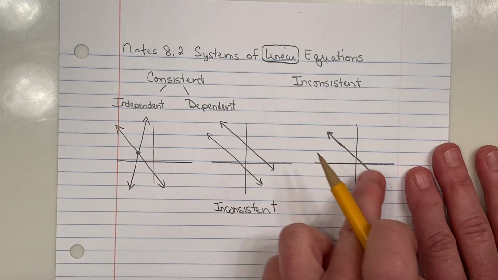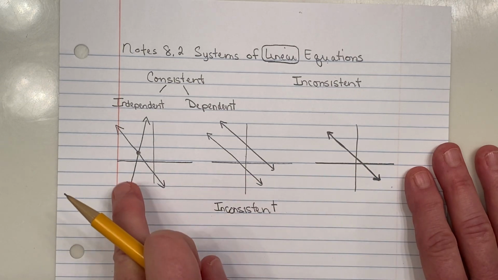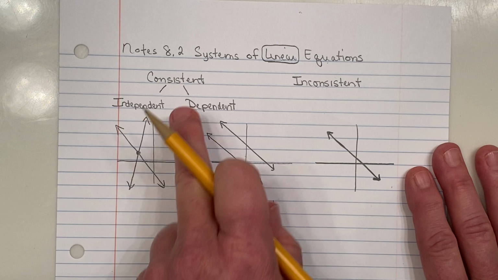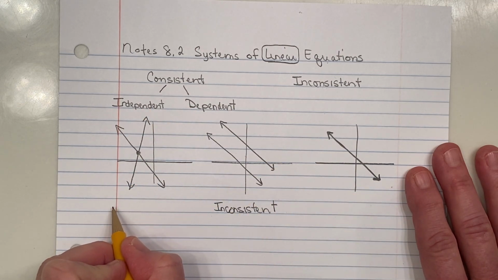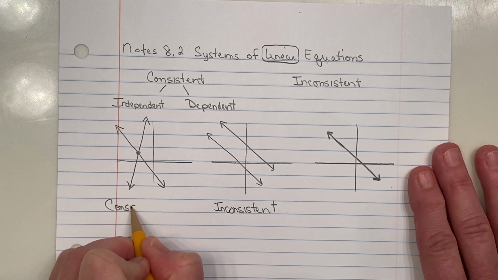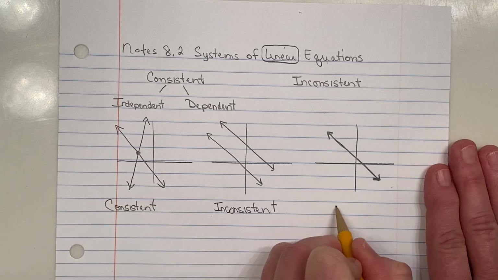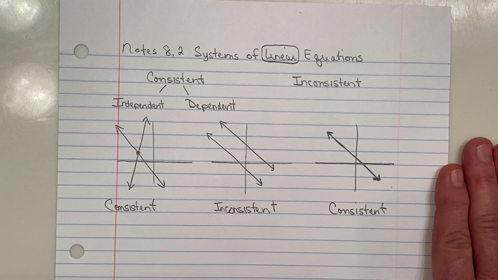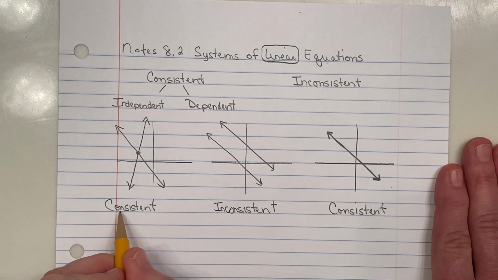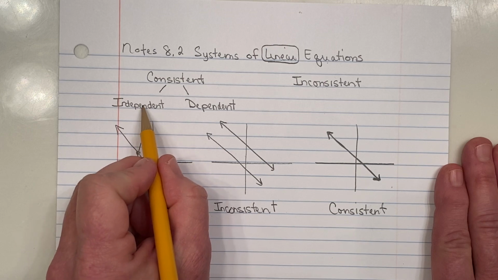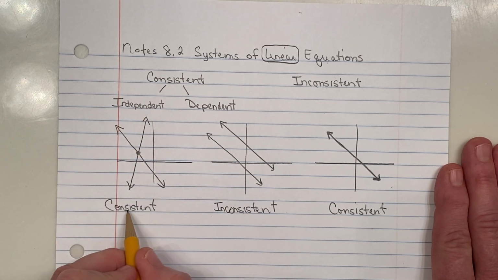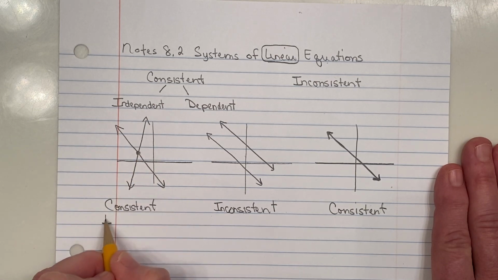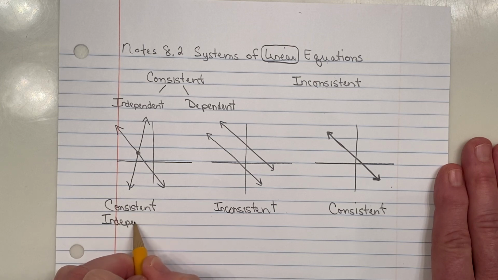All right, let's look at the other two remaining situations here. Both of these remaining situations represent consistent systems. That means they have at least one point of intersection or more. So this is a consistent system. It has an intersection point, and this is a consistent system because it has many points of intersection. Once we label a system as consistent, then we have to further qualify, is this system independent or dependent? We would call this consistent system here independent because these two lines are independent of one another. They have only one point of intersection.